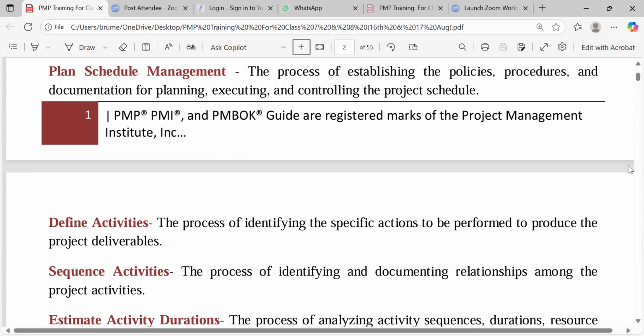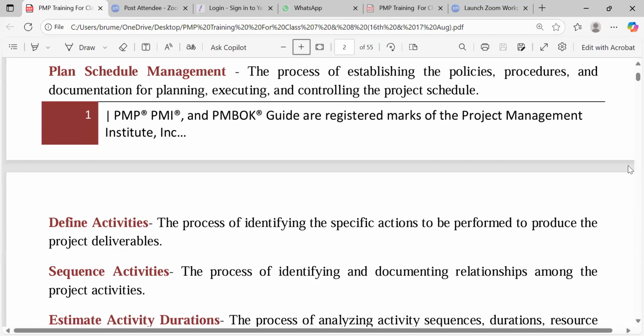When we say define activities, we are identifying those specific actions to be performed that will produce the project deliverables, the specific actions. You see, things are becoming clearer to us. So when we identify them, we will put them in a document called the activity list. Sometimes we do have up to 20,000, 30,000 activities on some projects. Like my first project, an LNG project, we had 150,000 activities at the time to manage. Wow, that was massive.